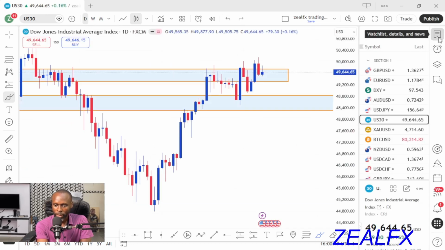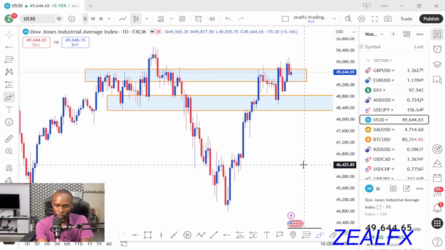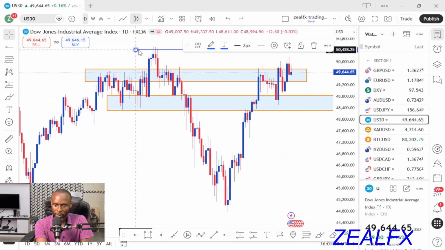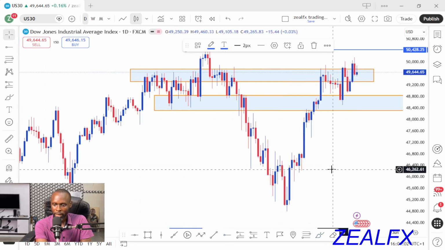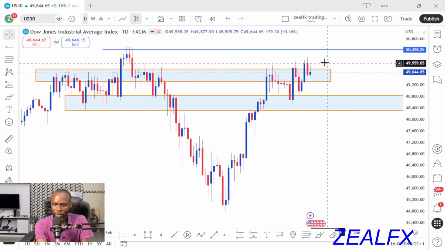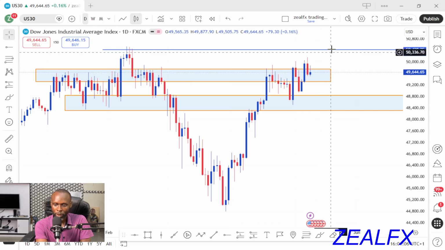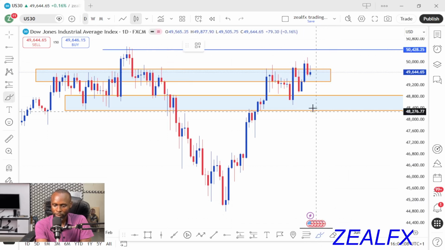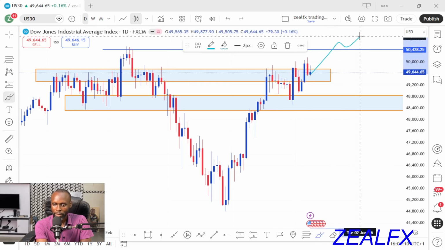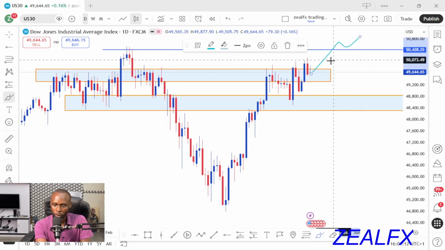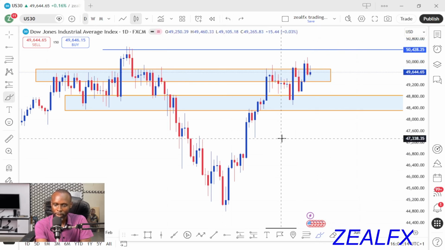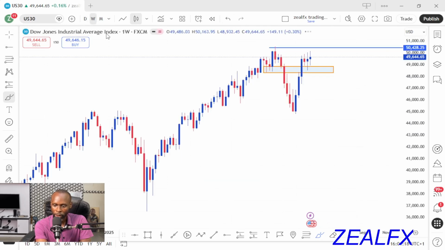So long as the US30 is pointing to a buy opportunity, where will be our target if we are buying the US30? So we are expecting price to move to this level on the US30, and a break of this resistance level might push price even higher for the US30 this week. So we're expecting buys on the US30 this week. So let's confirm from the weekly time frame.